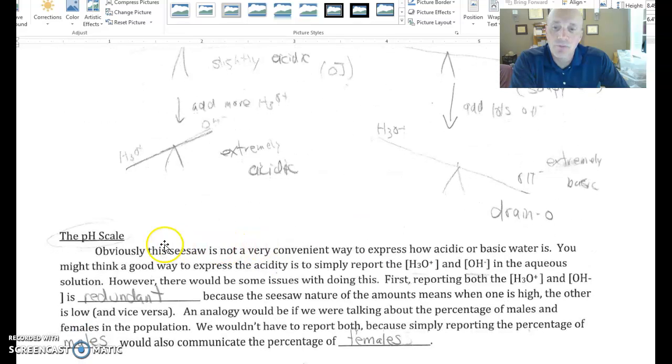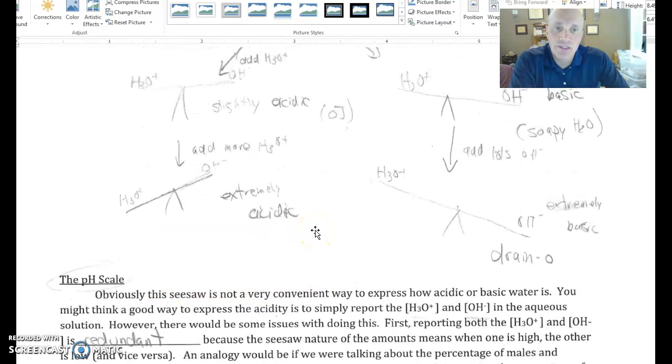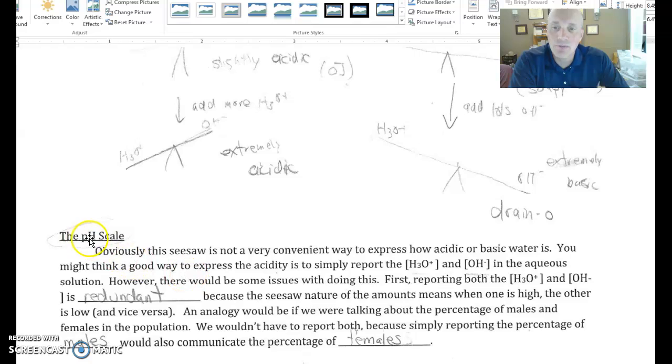All right. But if you were to try to explain to somebody how basic or acidic something is using the seesaw, or just saying it's got a little bit more versus a lot more, would not be a very convenient way to express how acidic it is. Generally, when we want to express how much something is, we want some numeric scale that we can use. And in chemistry, what we end up using is the pH scale. And I think you guys should be familiar with pH.